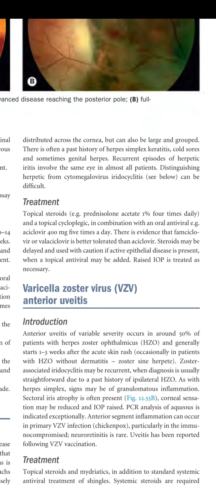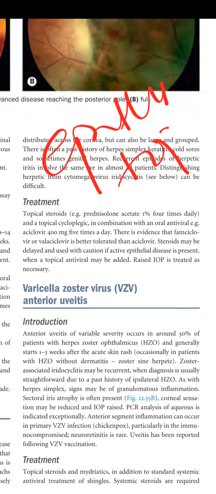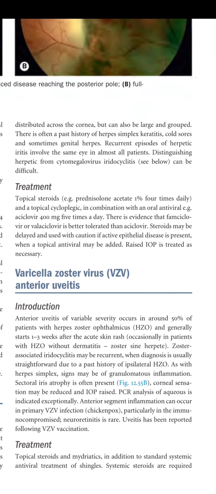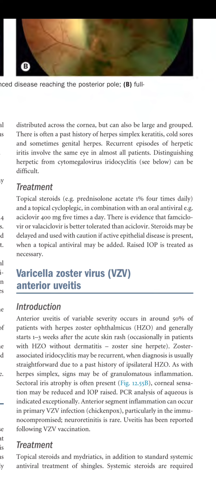Steroid may be delayed and used with caution if active epithelial disease is present, and then a topical antiviral may be added. So whenever there is an epithelial defect, first you have to give topical antiviral, and after some time you can use the topical steroid when the disease heals. Raised IOP is treated as necessary.